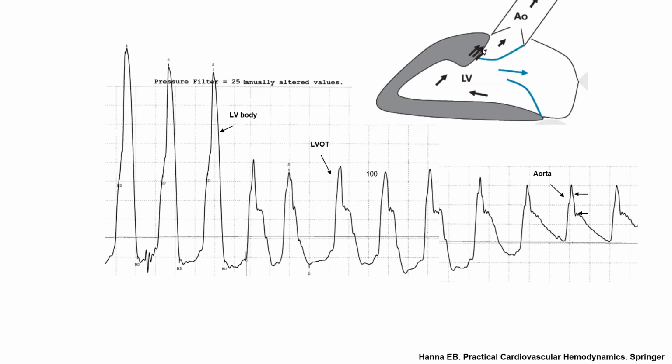Then when you pull back in the LVOT, not just in the aorta, in the LVOT, you get that spike and dome morphology. Then you pull back in the aorta. There is not much of a gradient between the LVOT and the aorta. The gradient is mainly between the LV body and the LVOT. Okay.